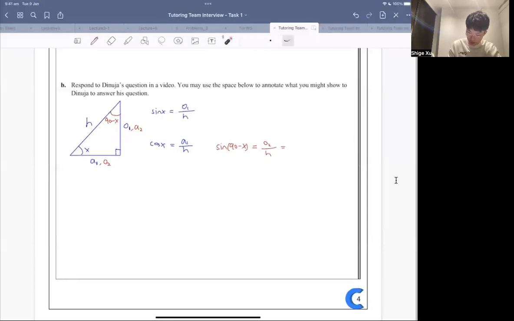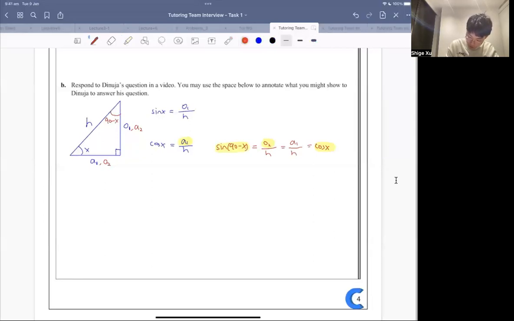But what can we see here? O2 and A1 are essentially the same side, right? So instead of writing O2, let's replace it with A1. A1 over h. But what's A1 over h? It's cosine of x. So hence we establish this relationship: sine of 90 minus x equals cosine of x.